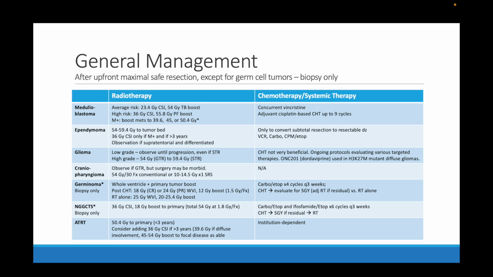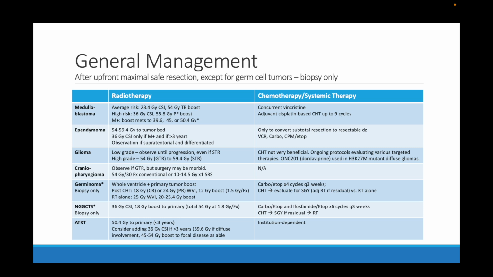Germ cell tumors, we can get away with a biopsy only because these are highly radiosensitive histologies. The disease sites that we think about for CSI are things like medulloblastoma, non-germinomatous germ cell tumors, ATRT. These, we are thinking about CSI as kind of a prophylactic measure. And then, of course, if they do have positive spinal metastases, we can boost those as well.